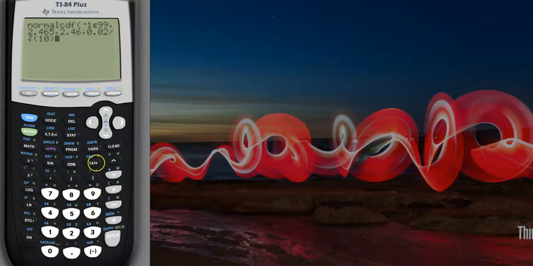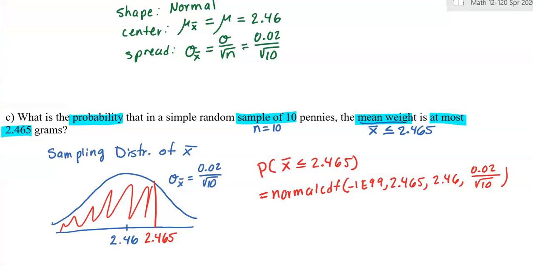So I'm able to type the 0.02 divided by the square root of 10 directly inside here, the function. So that way I didn't have to round ahead of time. Rounding might give you sort of a round-off error in your final answer. So we're just avoiding that. So we have 0.7854. And that'll be for this problem.